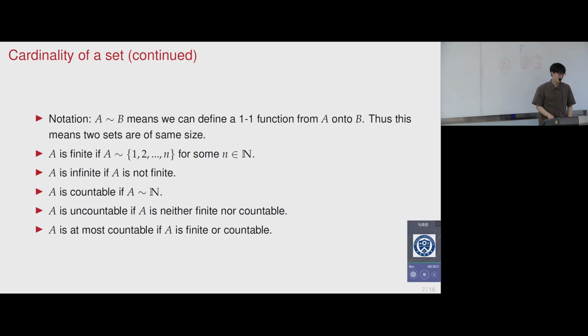And of course, infinite is very easy to define. We just say A is infinite if it's not finite. So if we can't make the set A equivalent to 1 to n for some finite n, we just say that it's infinite.